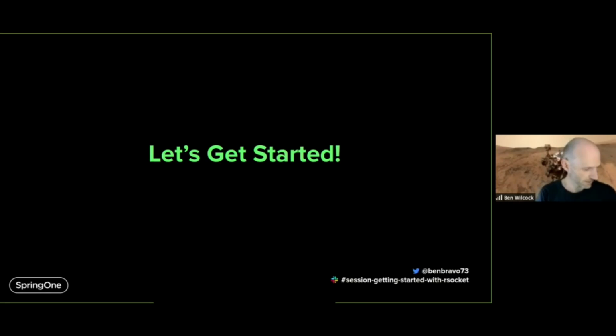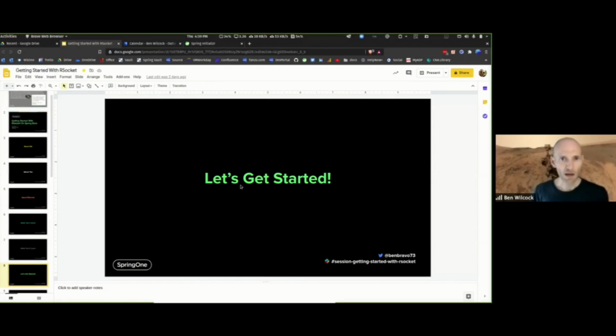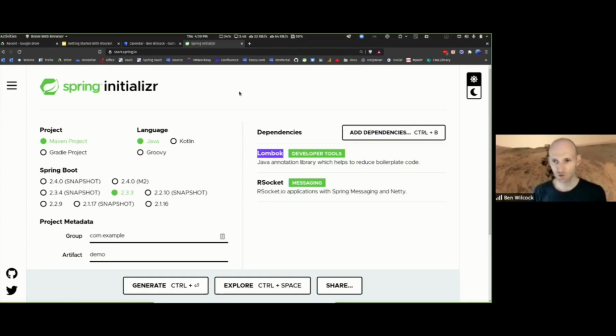Let's get started. So that's the intro done. I'm going to now quit out of that. And the first thing that you're going to want to do is create yourself an RSocket project. So the easiest way to do that is to go to start.spring.io. And here we use the initializer. We can build our own project. So I've chosen Java, chosen Maven, 2.3.3 is the version of Spring Boot. And I've also added Lombok, which just makes working with data classes easier, and RSocket.